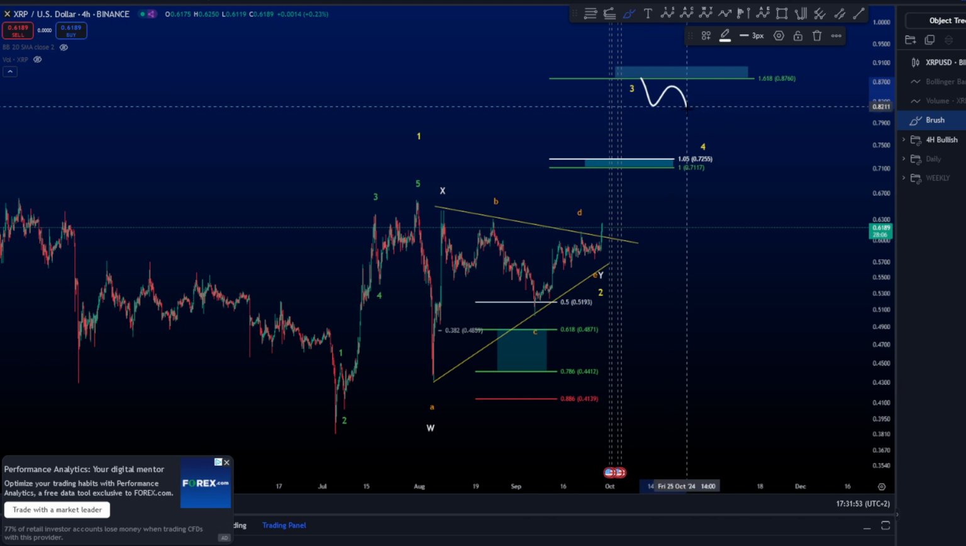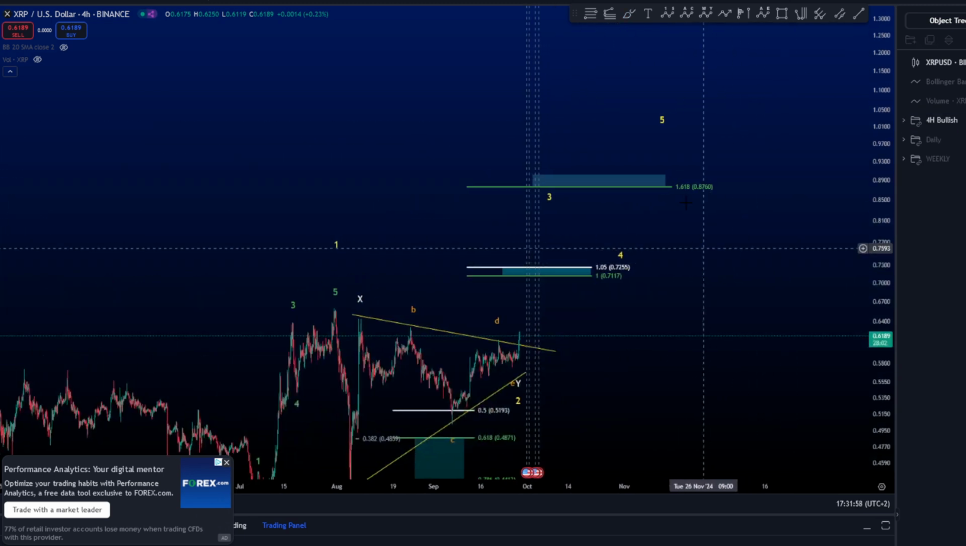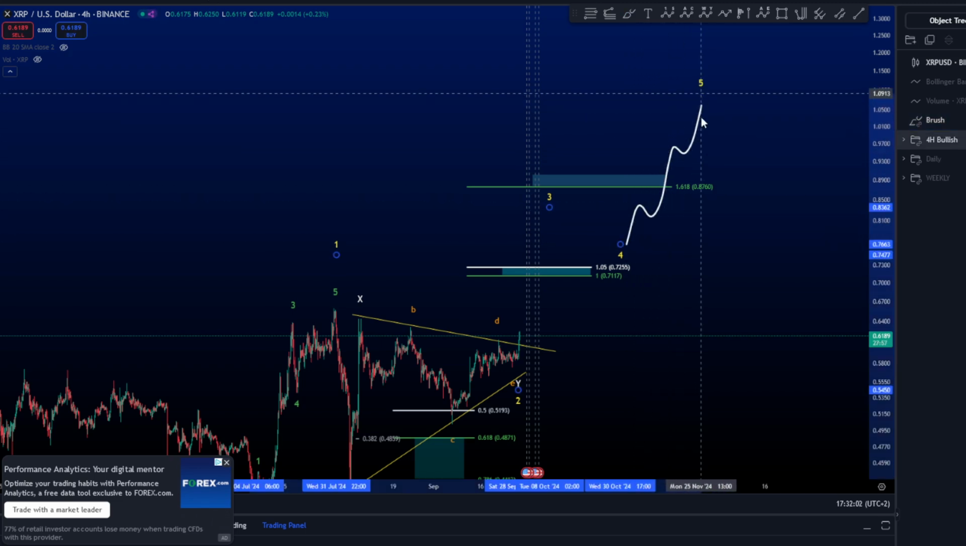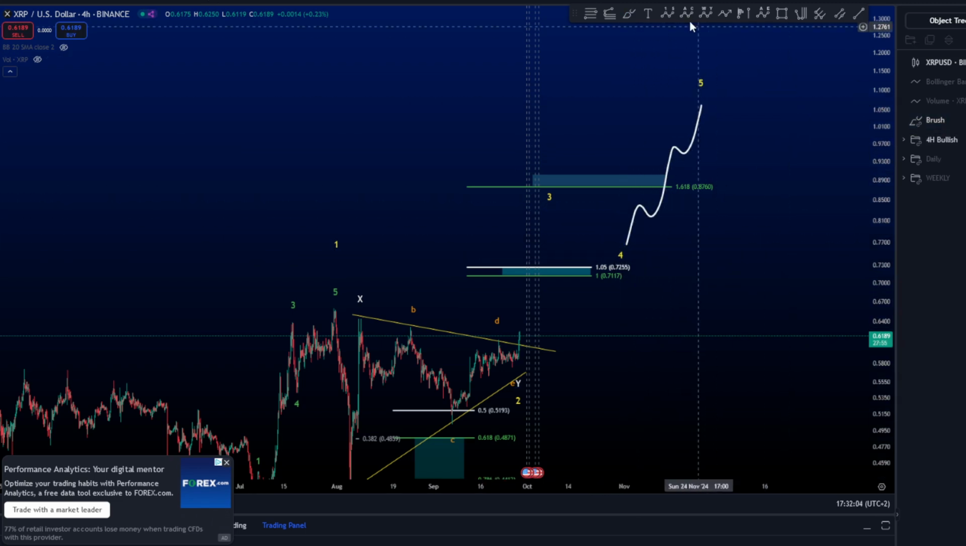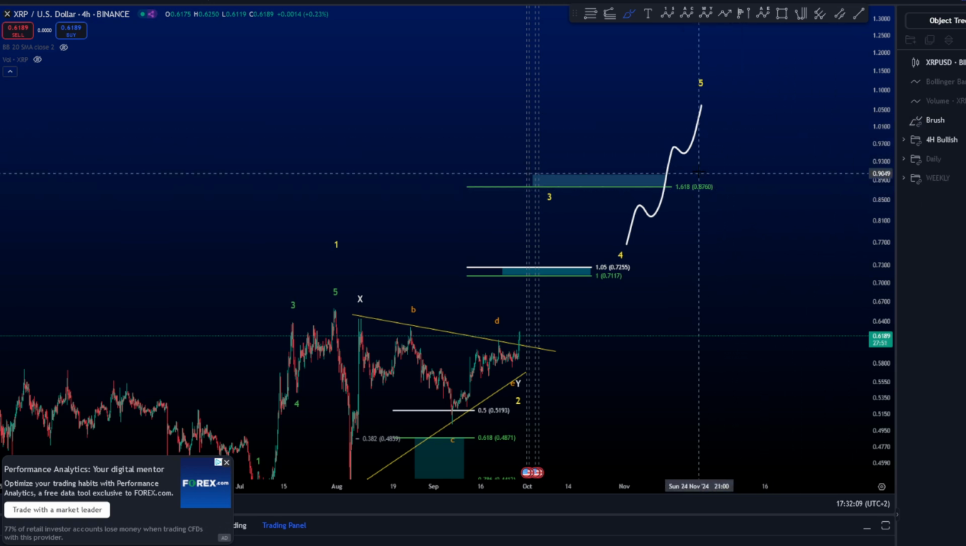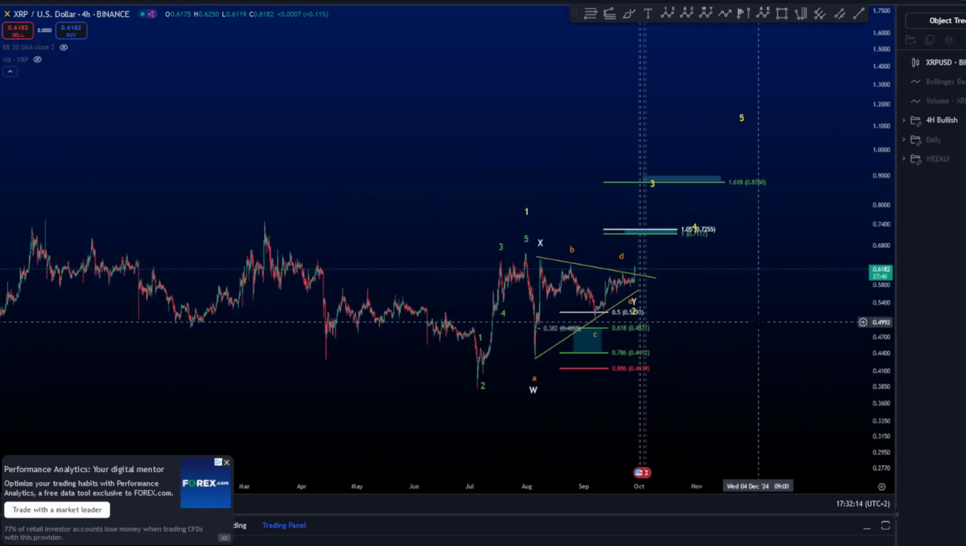After this, you want to see correction, 3 waves towards the downside, of course, for a wave 4, and your wave 4 wants to continue, of course, impulsively towards wave 5. Hopefully we reach, of course, over $1 for XRP again. So this is your bullish scenario.